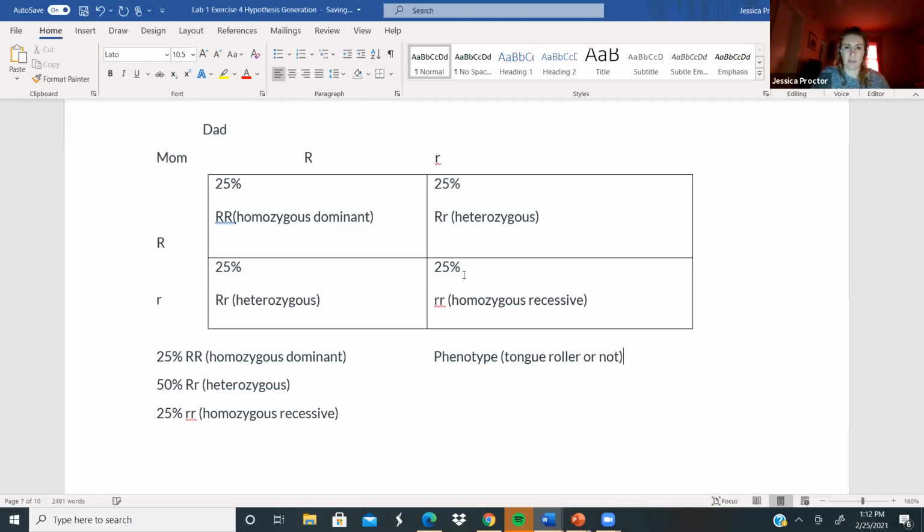Within this Punnett square, this child would definitely be a tongue roller. There's at least one big R. This child would also be a tongue roller, and this child would be a tongue roller. So 25% plus 25% plus 25% gives us 75%. Every single time this mom and this dad produce a child, they have a 75% chance of having a child that is a tongue roller. And every single time they have a child, they also have a 25% chance of having a non-tongue roller.